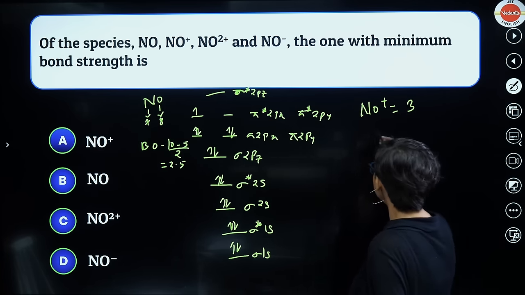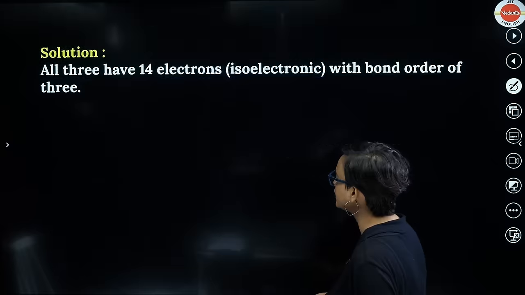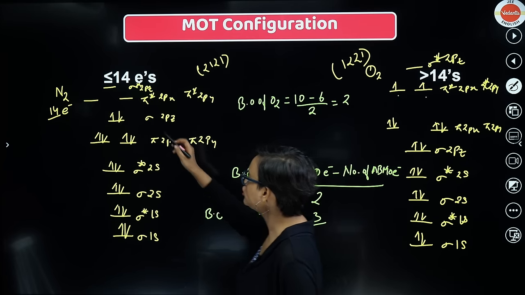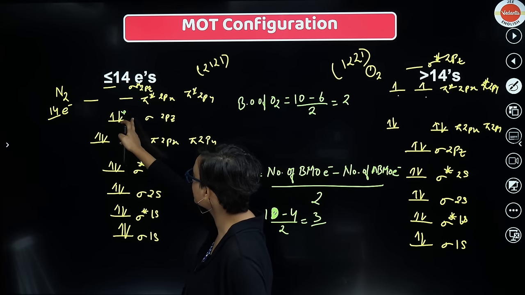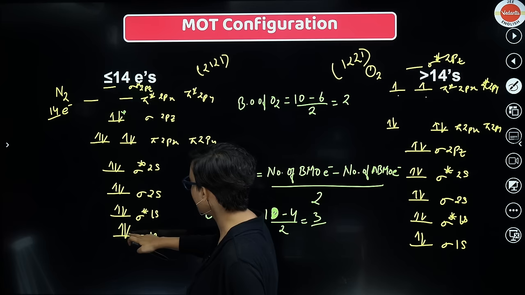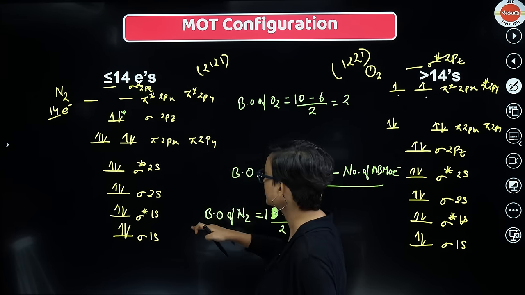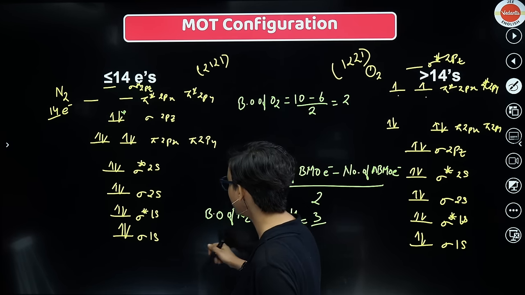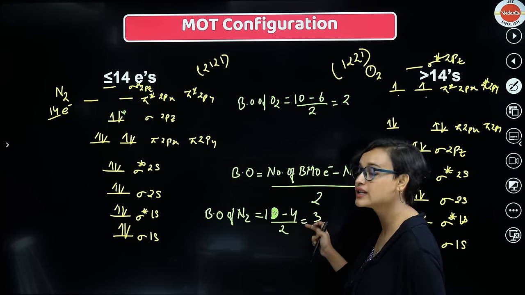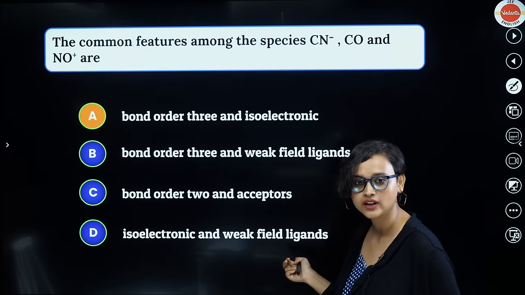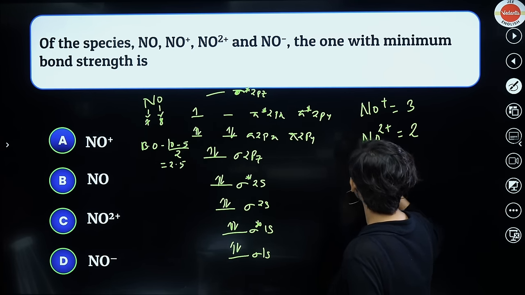If it is NO2 plus, then how many electrons will be there? Check it out. NO2 plus, that means these two electrons will go. If these two electrons go, then what will it be? Bonding is 8, antibonding is 4. So 8 minus 4 divided by 2 is equal to 2. Yes. So NO2 plus bond order is 2.